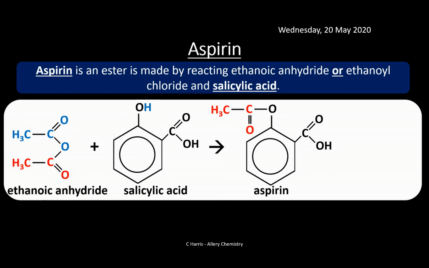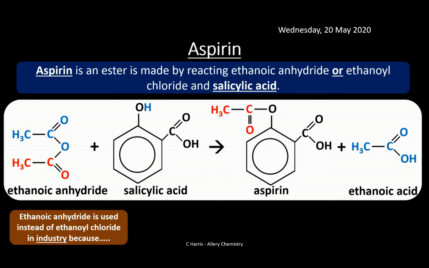Again, I've color coded it so you can see the hydrogen from the OH drops off, and the red bit from your anhydride adds on to the end here. So obviously this is your ester here. This bit is your ester bit. And then we're going to form ethanoic acid as well as a byproduct.